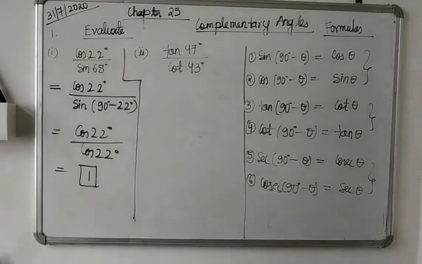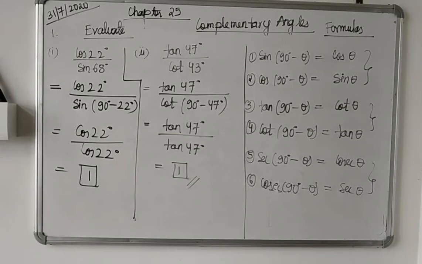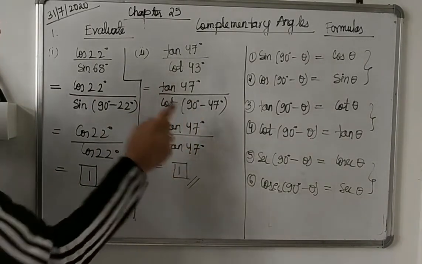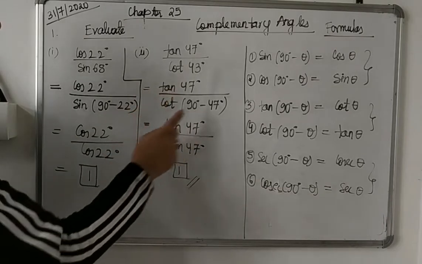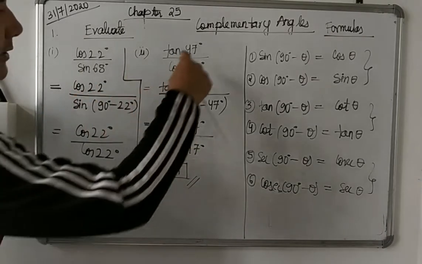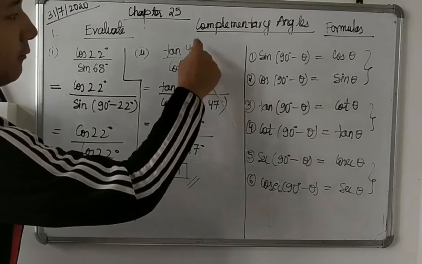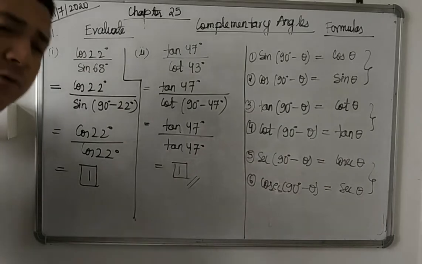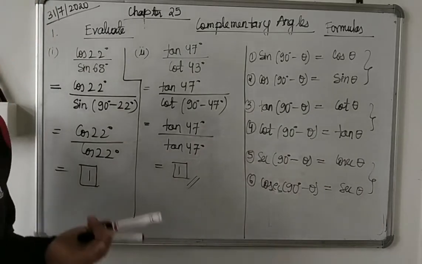Pause the video and note it down. Alright, I hope you're clear with number 1, part 1. Number 1, part 2 is a similar type, tan 47 by cot 43. Before going through the solution, just check the angles. Are they complementary? 47 plus 43, is it 90? Obviously yes. So if it is 90, then change only one of them.